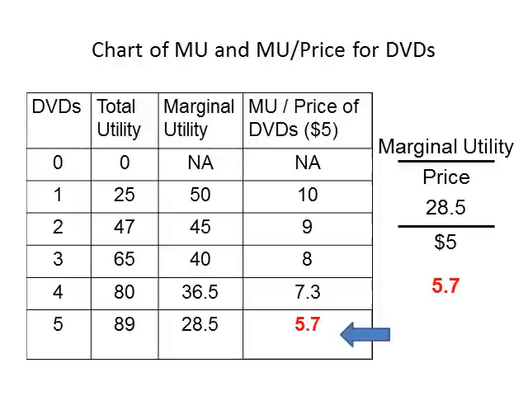The sixth row of the table also has a marginal utility, so we can calculate the marginal utility divided by price. The formula is the marginal utility divided by price. The marginal utility in the sixth row is 28.5 and the price is $5. Dividing 28.5 by 5 is 5.7. 5.7 is placed in the sixth row of the table. Next, the process needs to be repeated for the pizza.